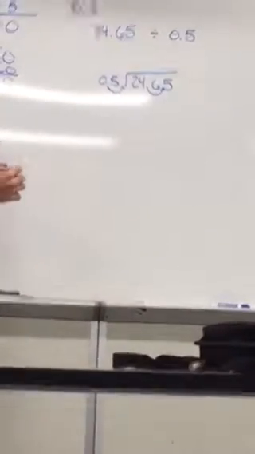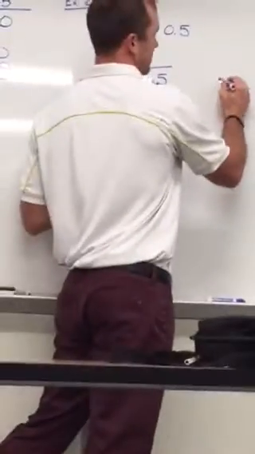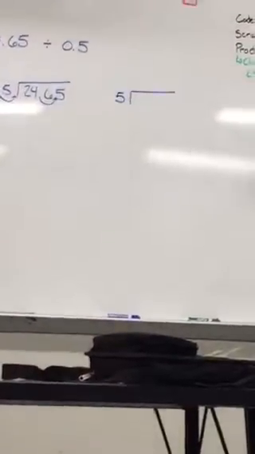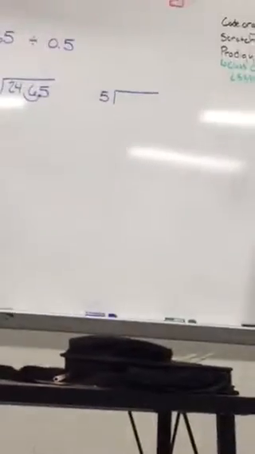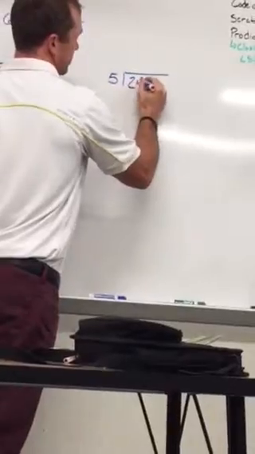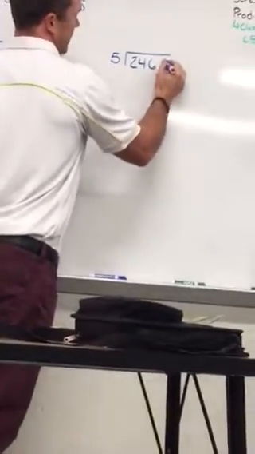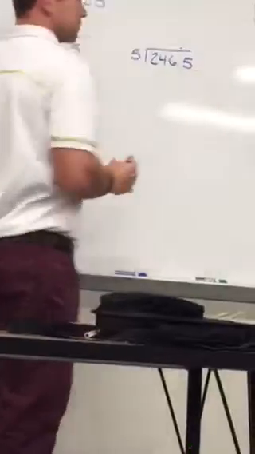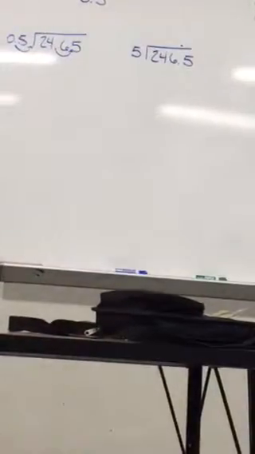So help me rewrite this problem. I would have 5 on the outside. And what number would I have on the inside? 246 and 5 tenths. Where would my decimal go in my answer? Right above. Straight up. Once you've done this part, that's as hard as it gets for dividing decimals. Once you've done that part, you just divide.